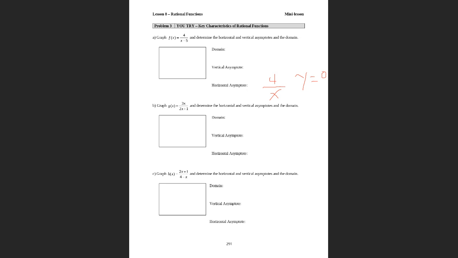What about this one? B. What is the domain going to be? 2x plus 1 equals 0. You move this to the other side, it turns to -1. 2x equals -1. You divide by 2, divide by 2. So x equals -1 over 2. So for the domain, x equals all real numbers except x equals -1/2.